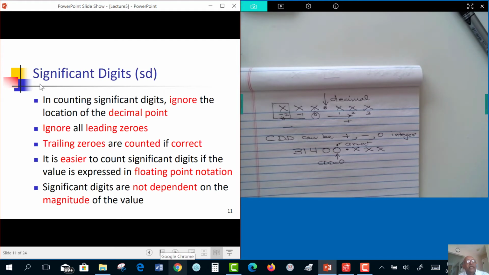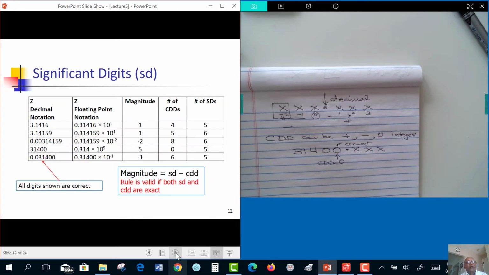All right. In counting significant digits, we ignore the location of the decimal point. We ignore all leading zeros. Trailing zeros, we count if they are correct. And often it is easier to count significant digits if we express the value in floating point notation, because significant digits are not dependent on the magnitude of the value. We can put the decimal point wherever we like. So here are all the same numbers. I've expressed them in floating point notation.